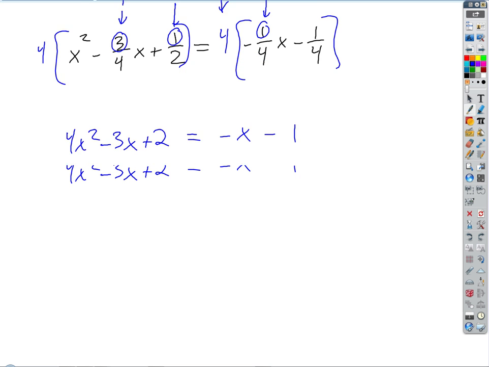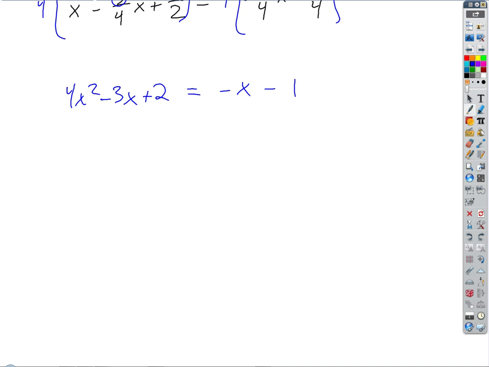But now we're on to stuff we talked about. So now what do we do? Yeah, put it all on one side. Put it all on one side, okay? Sounds fair. If we put it all on one side, we're going to end up with 4x squared. We've got to add x and add 1.